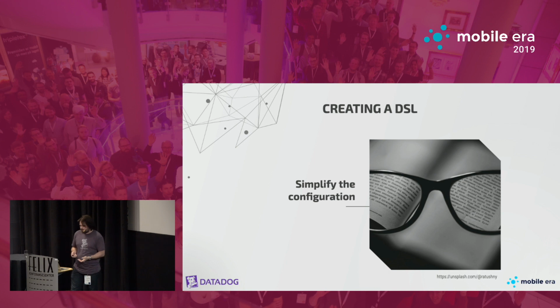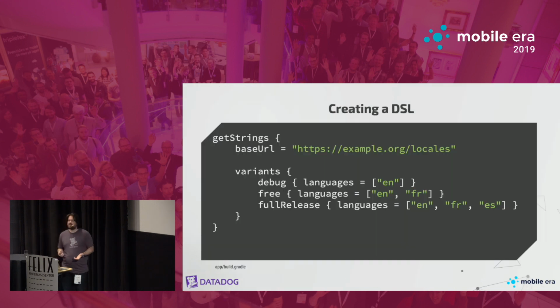You can go even further by creating a DSL. Creating a DSL is basically a trick to go deeper in your extension and be allowed to create variants. So for instance, you can say, actually, I don't want to download all my languages when I build some variants. In debug, I only want to download the English language. When I run the free version, I want to download the English and French version. And you can have all the flavors and variant combinations that you could have in Android. So in full release, and only in full release, I want to have English, French, and Spanish.